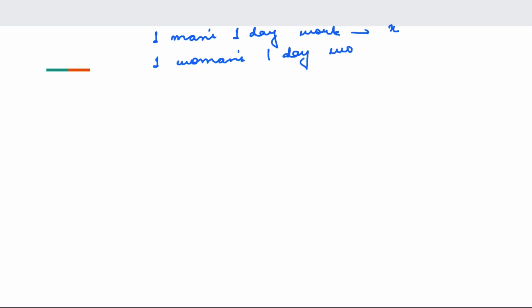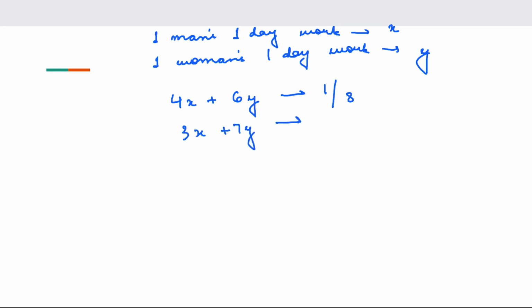Okay, so let's solve it. Now, one man's 1 day work, let's suppose it's X. And similarly, one woman's 1 day work is Y. Then 4x plus 6y, because that was what was initially given in the question, is 1 by 8. And 3x plus 7y is nothing but 1 by 10.